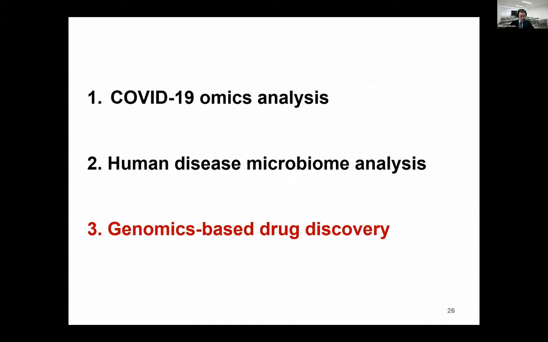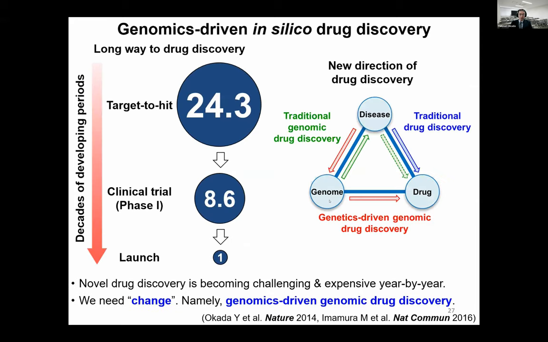Okay, let's move on to the final part of my talk: genomics-based drug discovery. The final goal is not only personalized prevention, but also drugs. Even though you are predicted to get a disease, without providing drugs or treatment, prevention will not be well conducted. So novel drug delivery is important, but novel drug discovery is becoming challenging and expensive year by year.